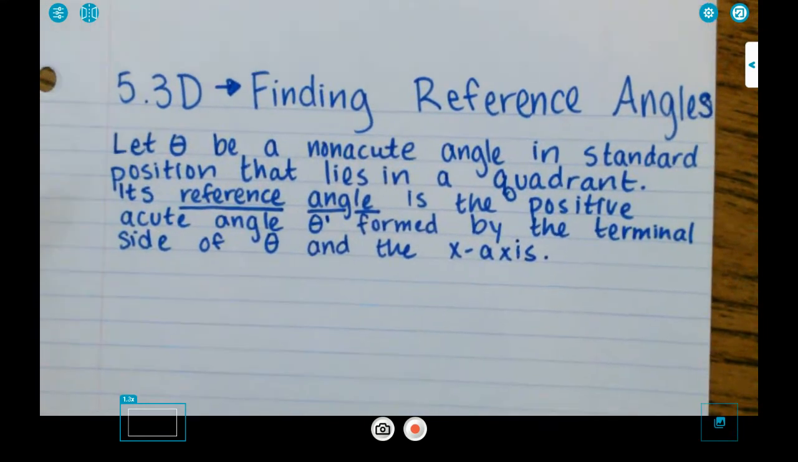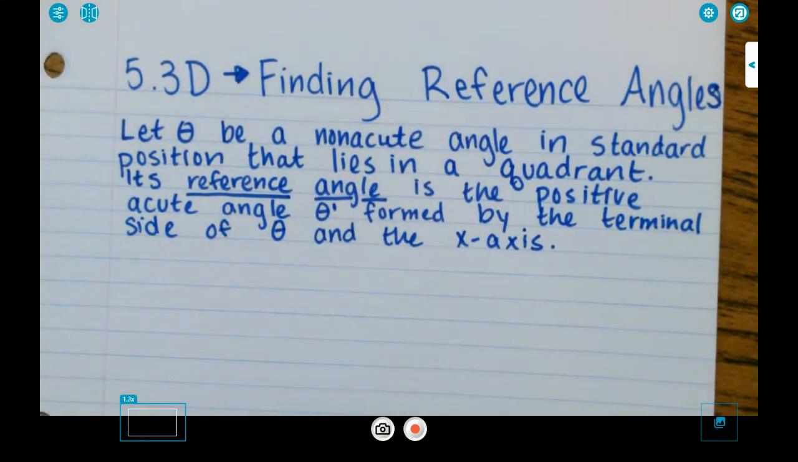So for any angle that's not acute in standard position, and it's also not on one of our axes, your reference angle is the positive acute angle theta prime formed by the terminal side of theta, so where the angle is, and the x-axis. So depending on what quadrant you're in, you're going to use a little bit different of a rule to find each reference angle.